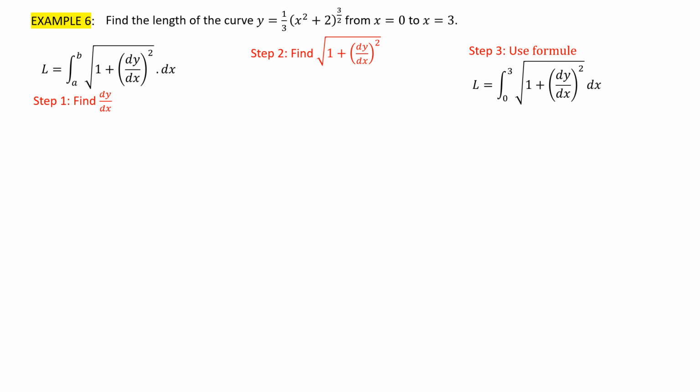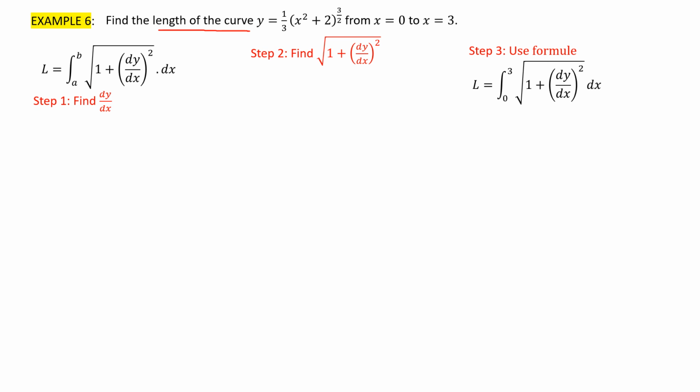Let us see the first example. So here is the question. Find the length of the curve y equal to 1 over 3 times (x to the power 2 plus 2) the whole to the power 3 by 2, from x equal to 0 to x equal to 3.